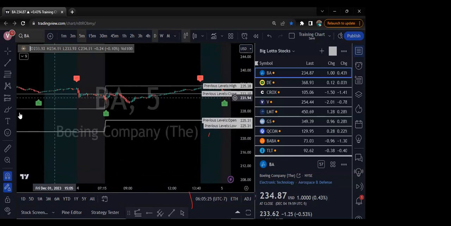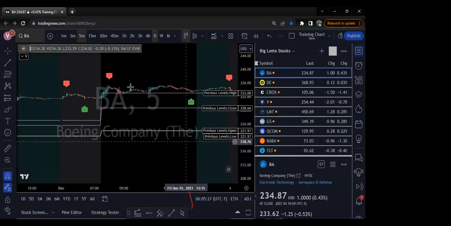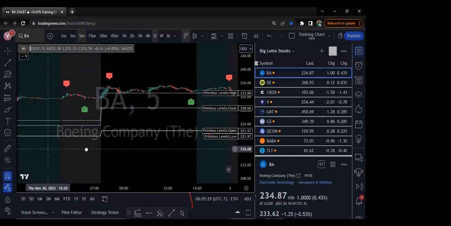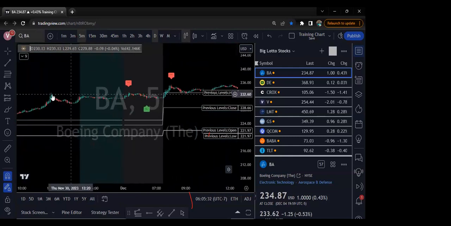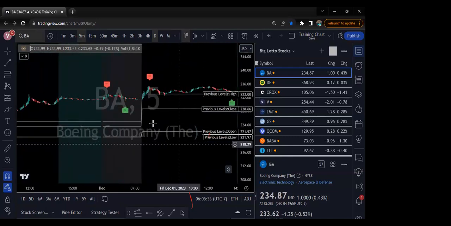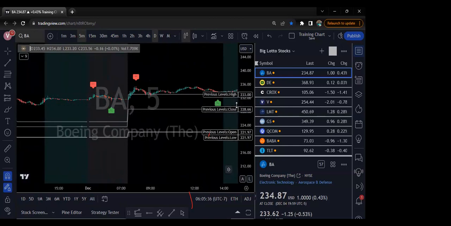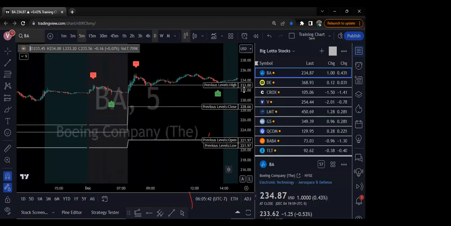So this is BA on Friday. The previous day high was the level. When the market opens, you will see the levels for the previous day. So BA opened above the previous day high, the 233, and then it went all the way to almost 235.